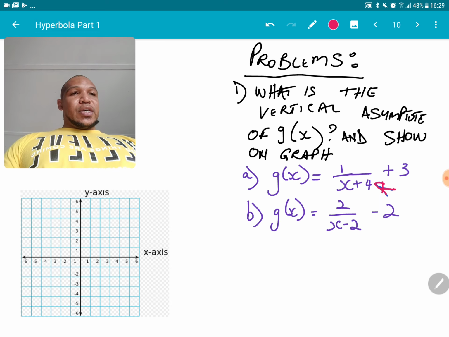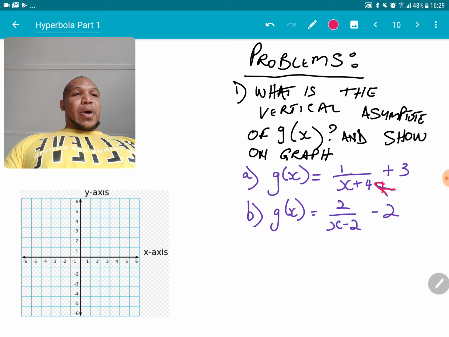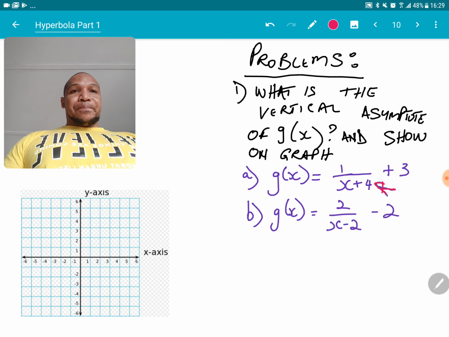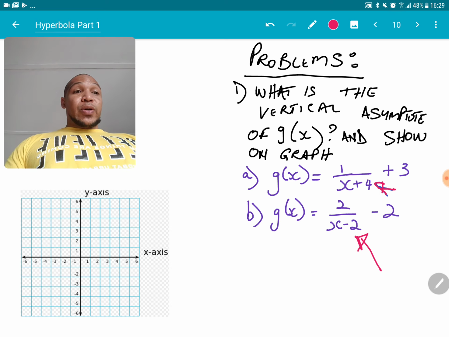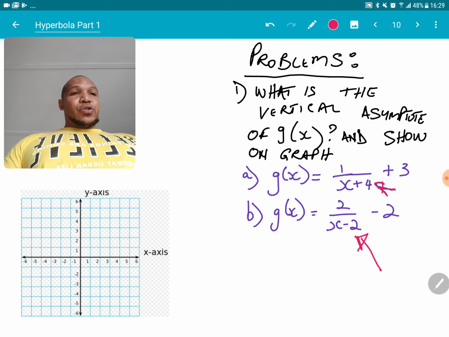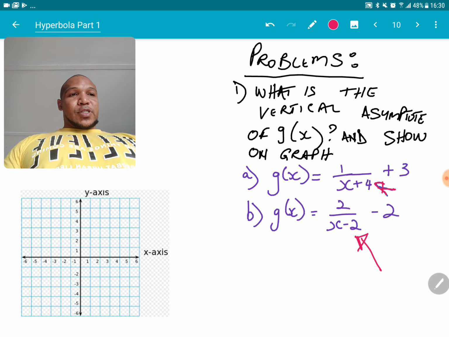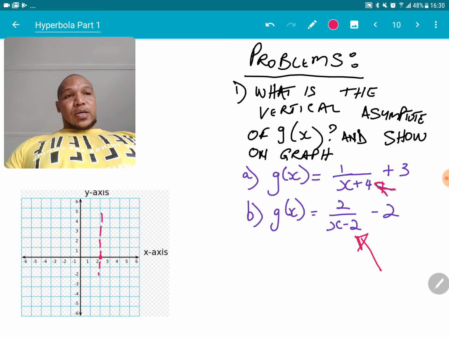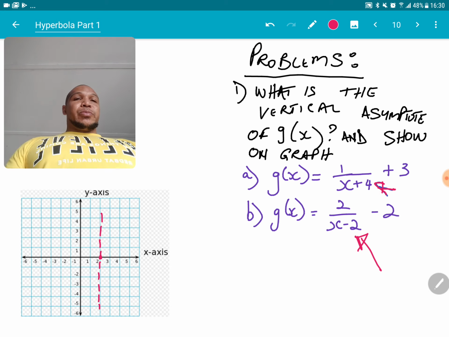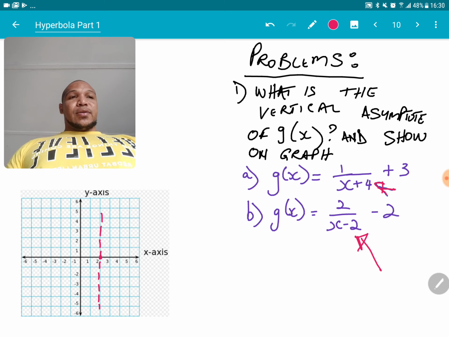g of x is equal to 2 over x minus 2, minus 2. Which part of the equation are we going to have a look at? For my vertical asymptote, we're going to have a look at that one. It's negative 2, but we swap that because we change the signs. So, it will be positive 2, and that will be my vertical line asymptote.